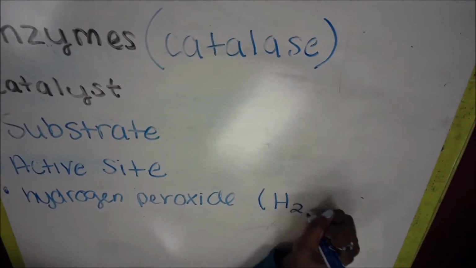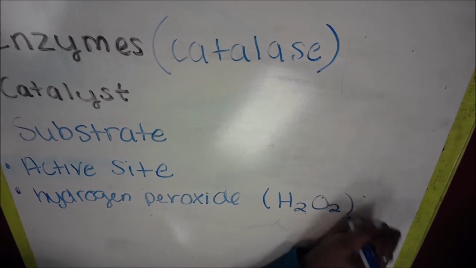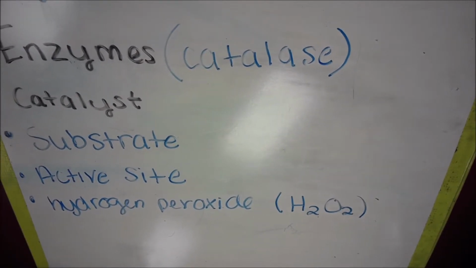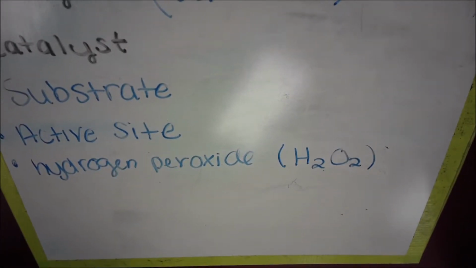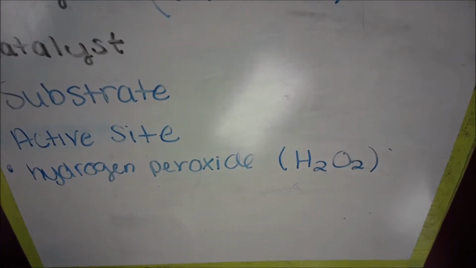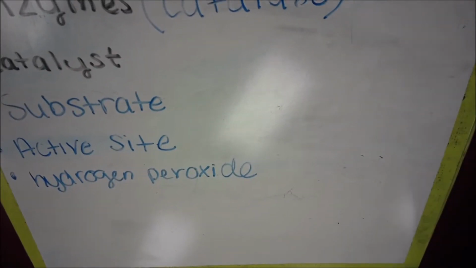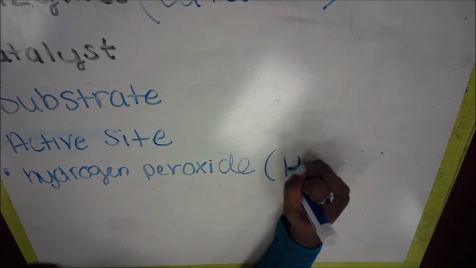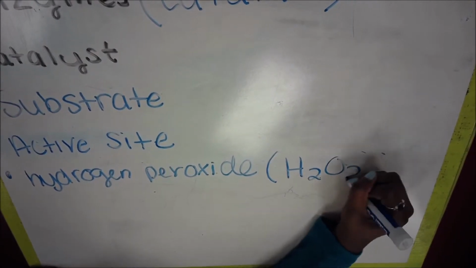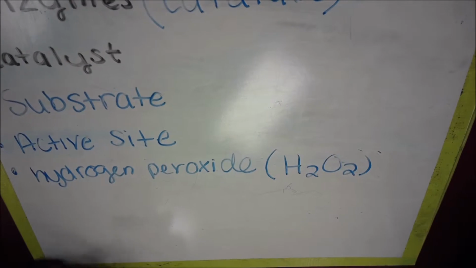2H2O2 yields 2H2O plus O2. The primary reaction catalyzed by catalase is the decomposition of H2O2 to form water and oxygen.